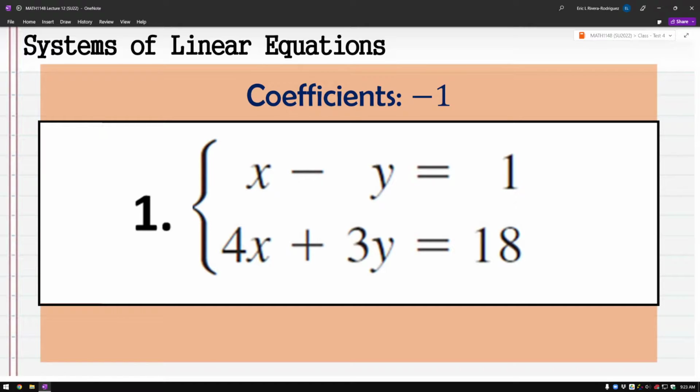Okay, so what happens when we don't have opposite coefficients? When we don't have opposite coefficients, what we are going to look for is any coefficient that is -1. Okay? Why are we going to do that? Because we can take advantage of the -1. Okay? So we have the -1 here.